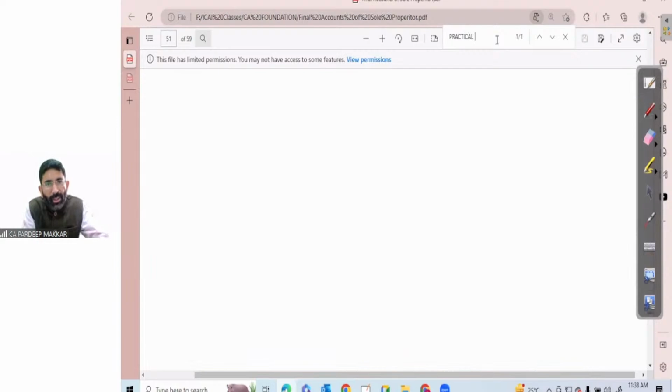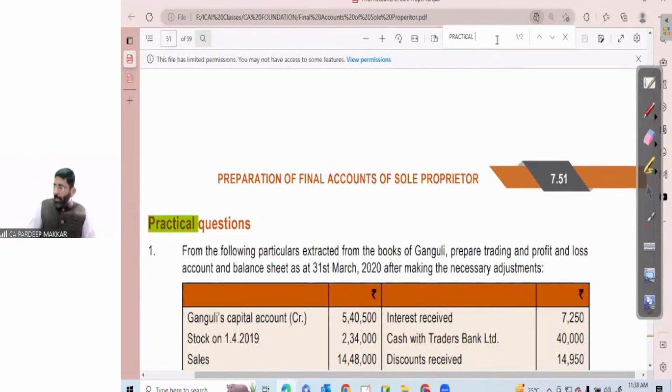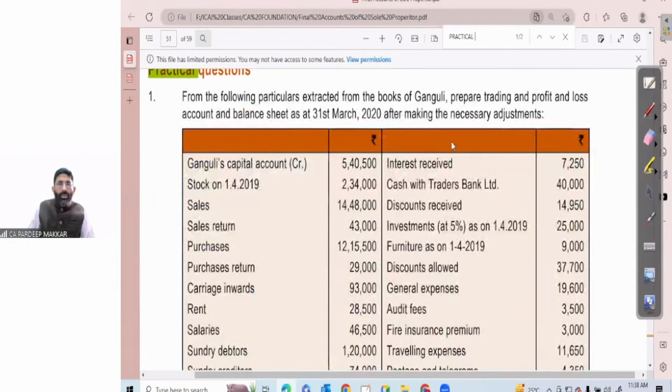So coming to practical question number 1, let's do this question. Read the complete question first of all. Always remember, you have to read the complete question of final accounts. Also, give a hint that these are the adjustments to be made while passing these entries.